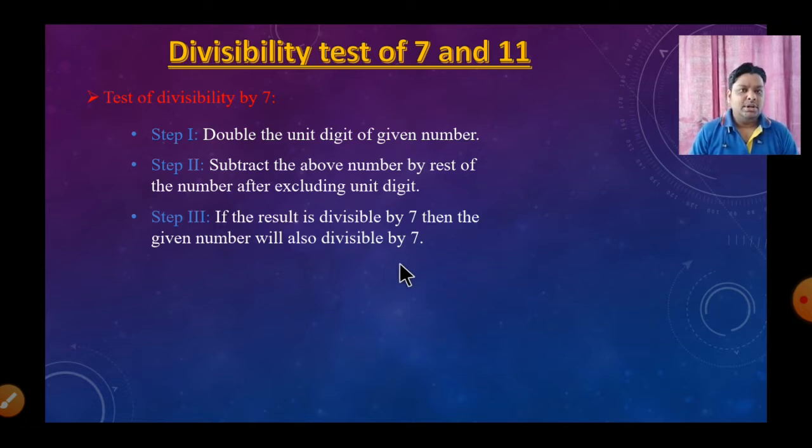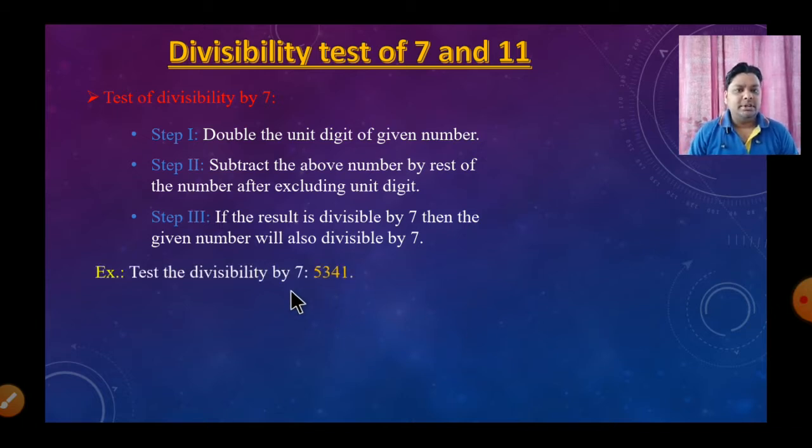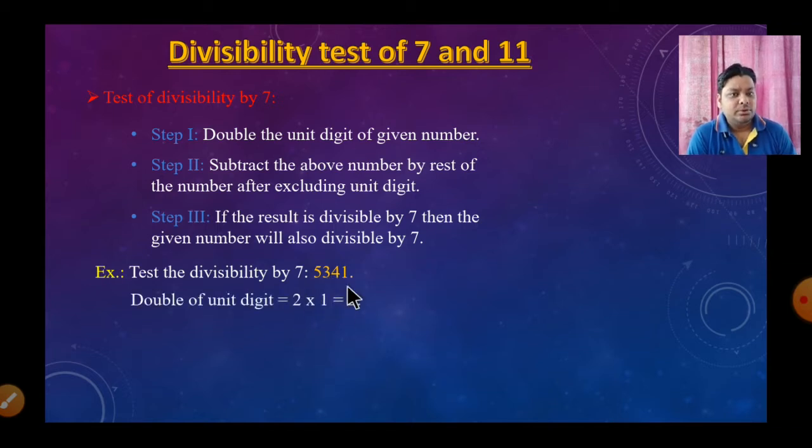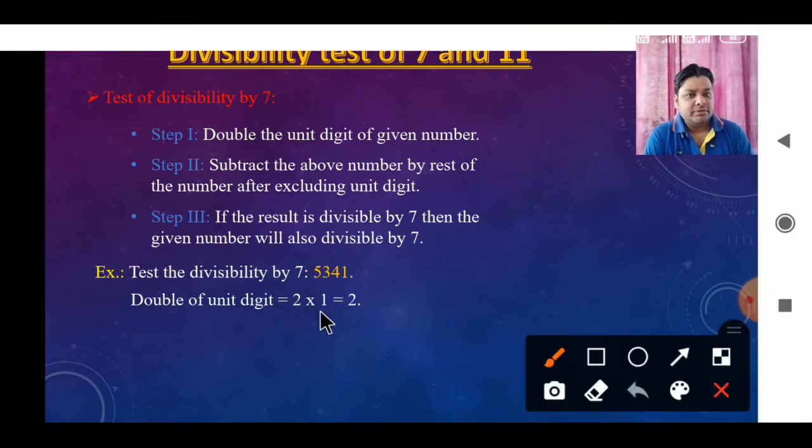Okay, so let's see one example using these steps. We have to check the divisibility test of 7 for the number 5341. We have to check whether 5341 is divisible by 7 or not. In that case, what is the unit digit? The unit digit of 5341 is 1. So we will double it. 1 is the unit digit, and we double it: 2 times 1 is 2. If the unit digit were 4, then 2 times 4 is 8. Like this we can write.